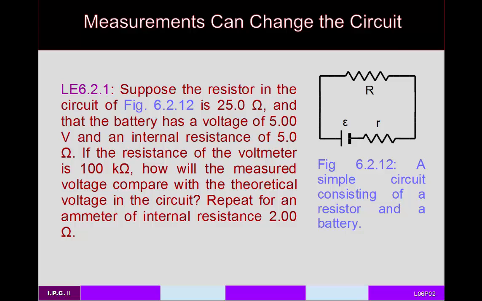So I wanted to work a longer example. You could think of this as proving the point, if you will. Really, it's illustrating the point of what you choose for the internal resistances of the device that you're going to use to measure a circuit.